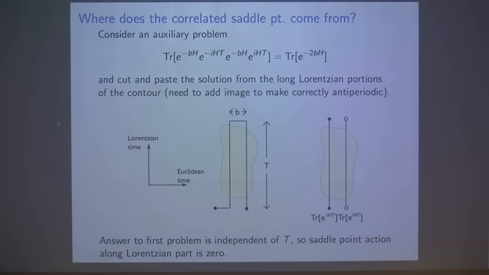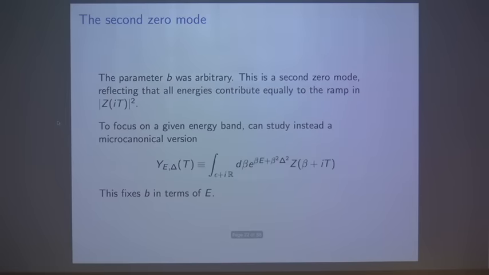The second thing it helps us with is to understand the second zero mode that I promised but haven't discussed yet. We discussed the zero mode delta t, but there's another zero mode, and that's just this parameter b, which was an arbitrary length parameter in the construction that we just described. So contributing to the ramp would be saddle points not just with all values of delta t, but with different values of b as well.